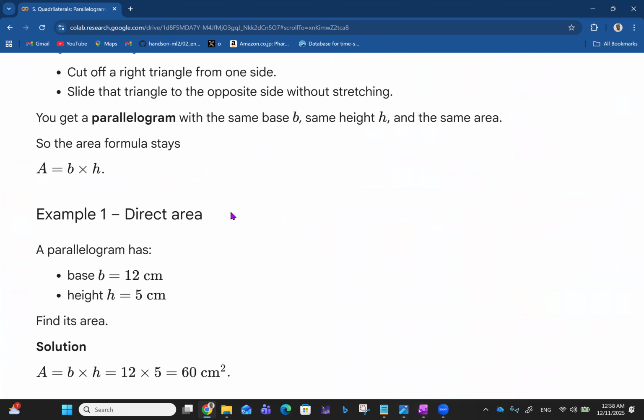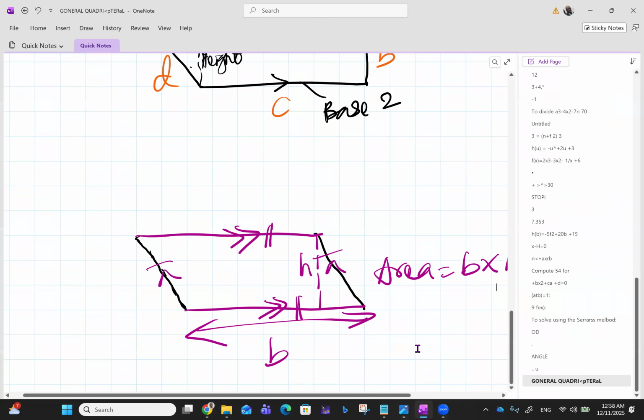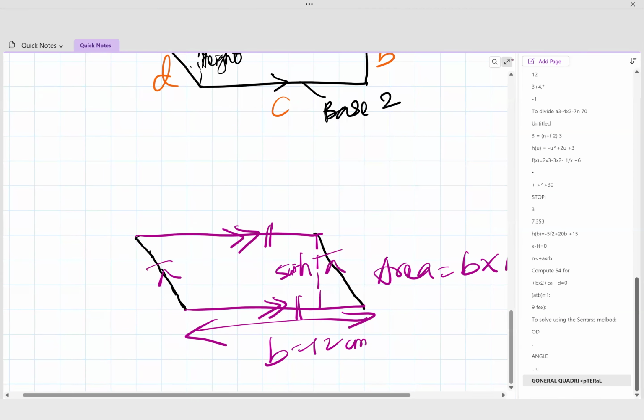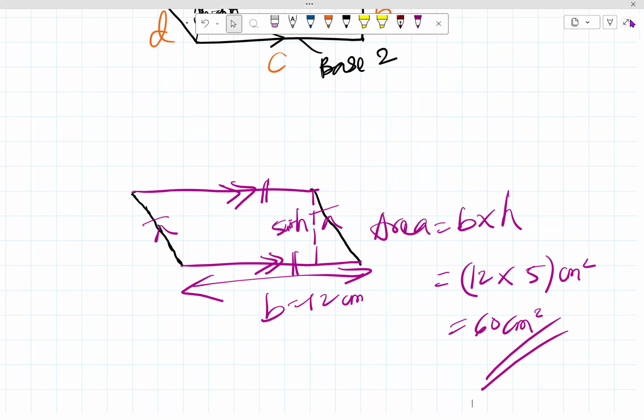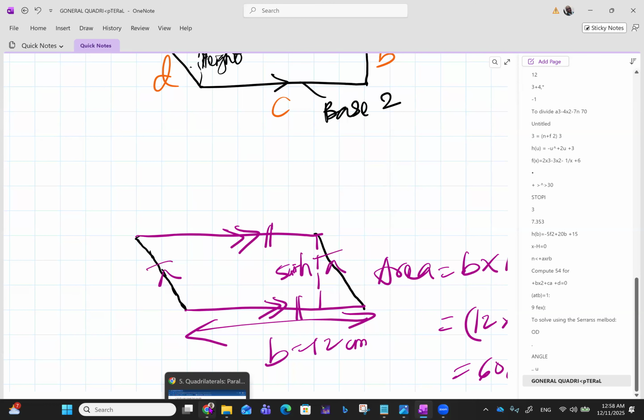To calculate the area, a parallelogram has base B, 12 cm, and height H, 5 cm. Find its area. Solution: area is base times height, 12 times 5, that's 60 centimeters squared. So we're simply saying that the base is 12 cm and the height is 5 cm. That means the base is 12 times height 5, which is simply 60 centimeters squared, easily. Okay? So we move on.